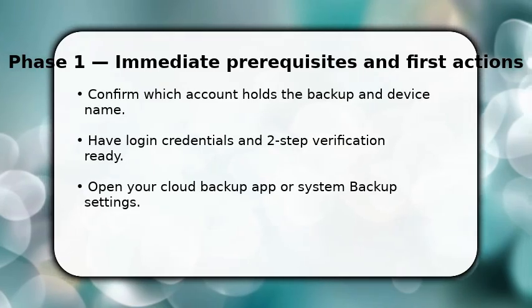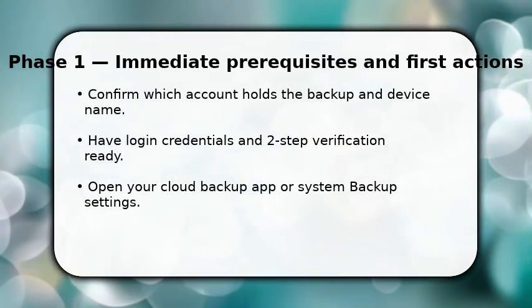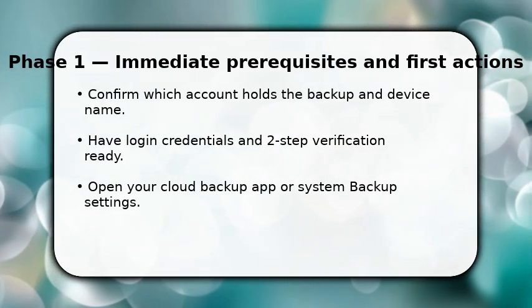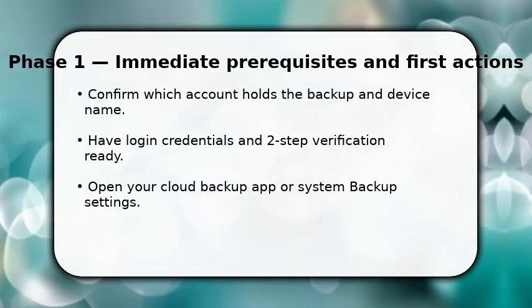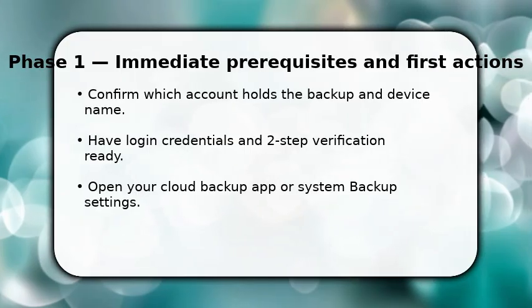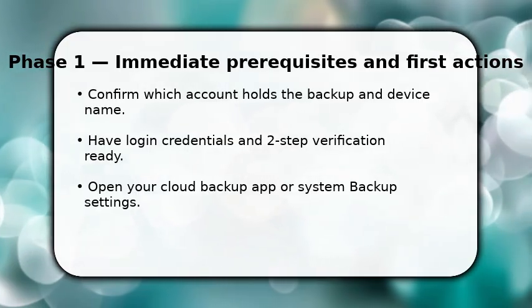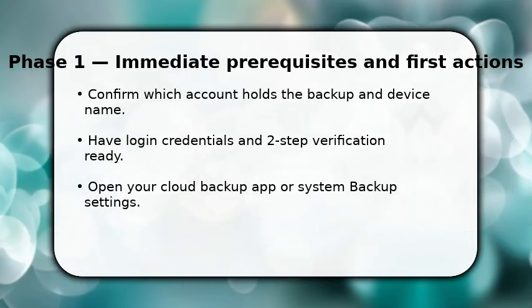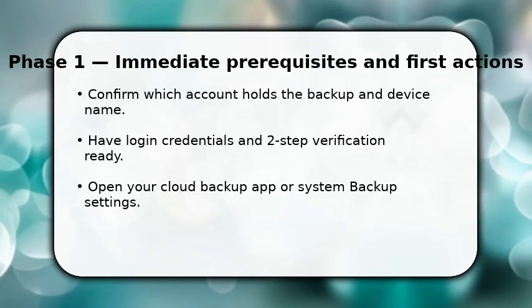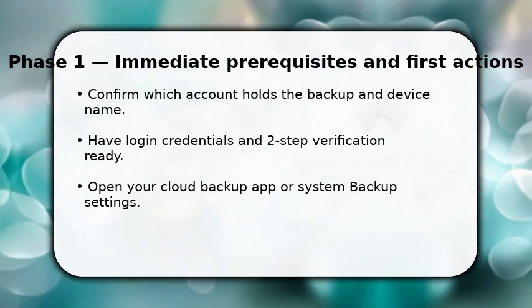Enjoy the video. You start by confirming where the call history backup lives, because deleting the wrong backup can remove other data. Sign in to the account that stores the backup and complete any two-step verification prompts. Once signed in, navigate straight to the app or system backup settings. Look for a section labeled Backups, Devices, or Manage Backups.